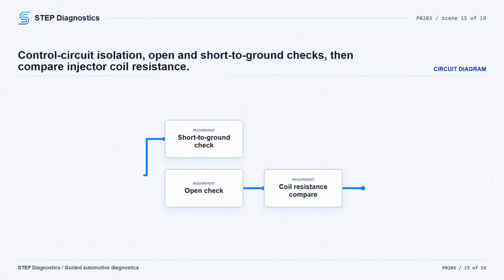Next, isolate the fuel injector control circuit and check it for an open and for a short to ground. Use an ohmmeter to check continuity in the control circuit and continuity to ground. The control circuit can also be isolated and checked for resistance or short to ground with the recommended load test tool. Then check the injector coil resistance and compare it to the other injectors if technical data is not available.